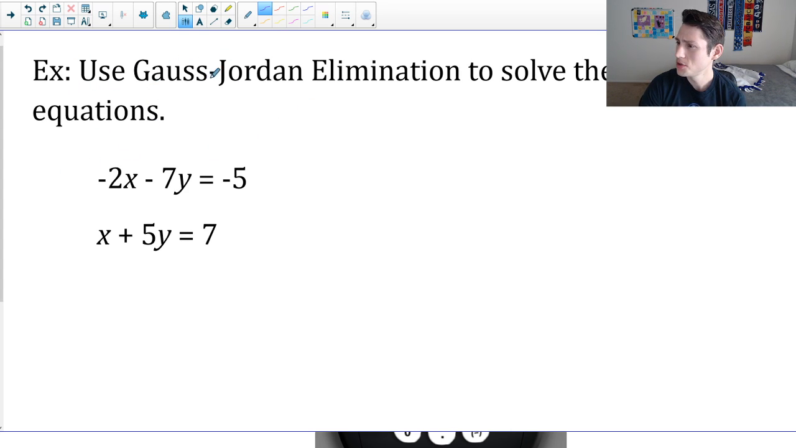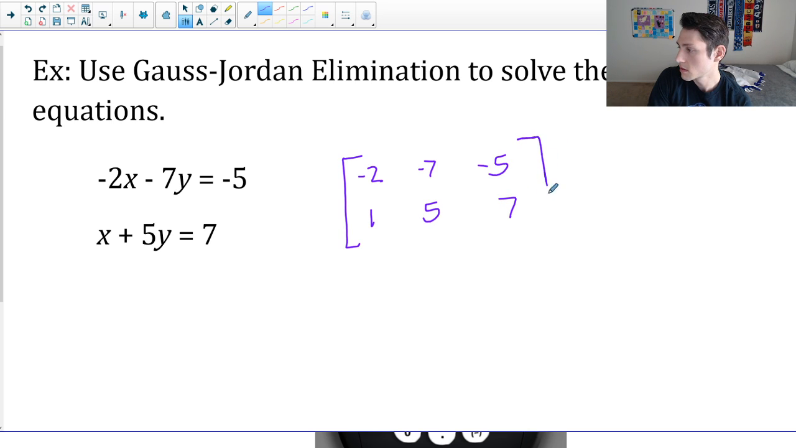All right, use Gauss-Jordan elimination to solve the systems of equations. Okay, so first up, I just want to create the matrix. So my augmented matrix is -2, -7, -5, 1, 5, 7. Oops, let me put my line here. Remember that just represents the equal sign. So we're trying to put this stuff on the left here into reduced row echelon form, RREF.